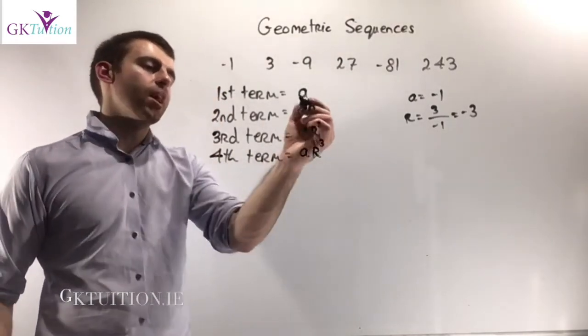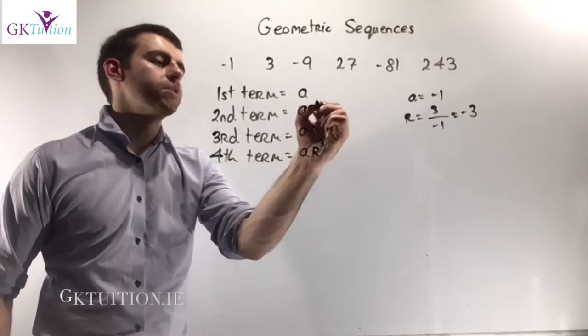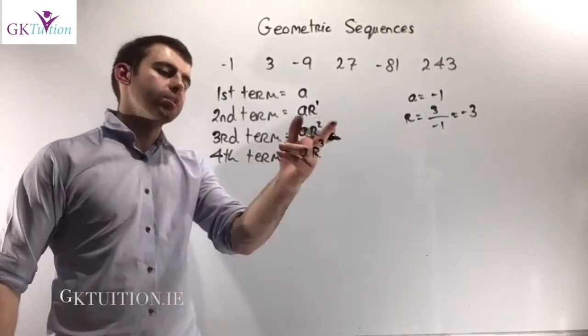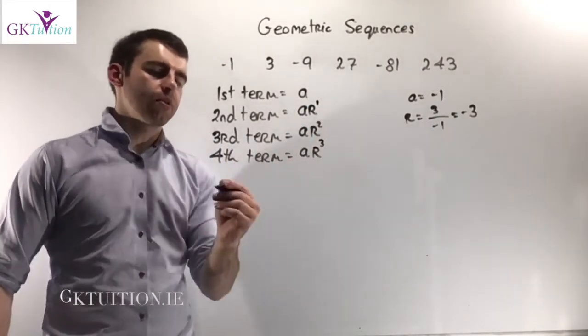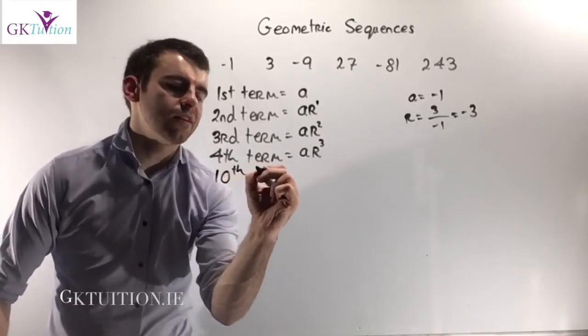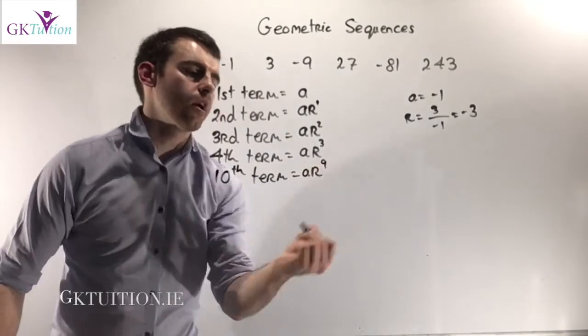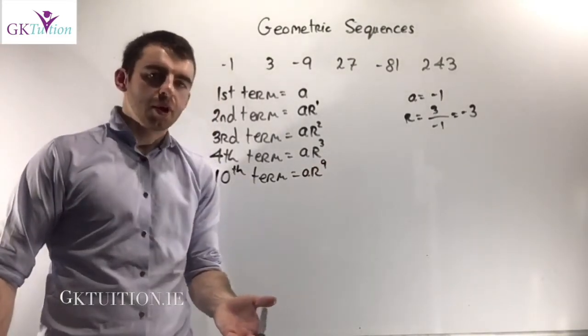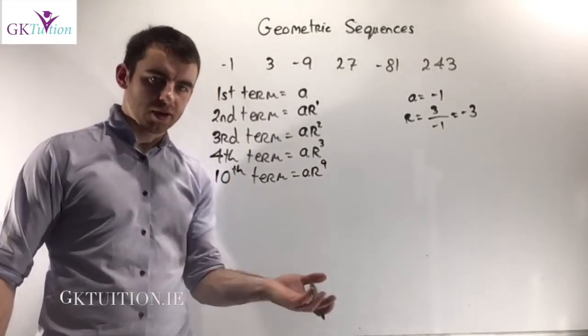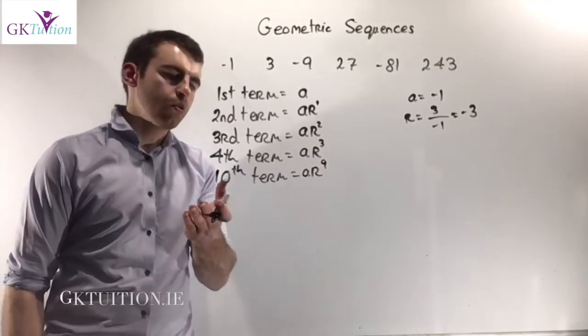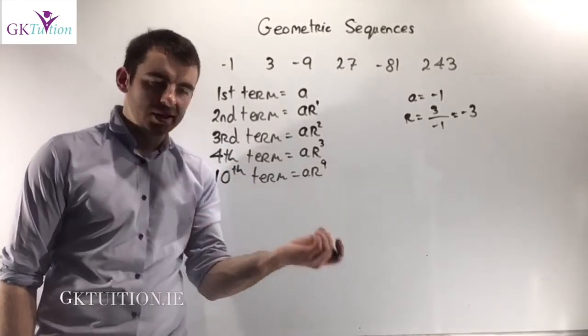So the first term is a r to the power of 0, the second one is a r to the power of 1, the third one is a r to the power of 2, a r to the power of 3. So that means that the 10th term must be a r to the power of 9. The 50th term must be a r to the power of 49. The 100th term would be a r to the power of 99.